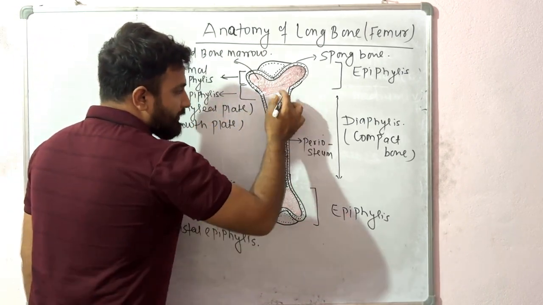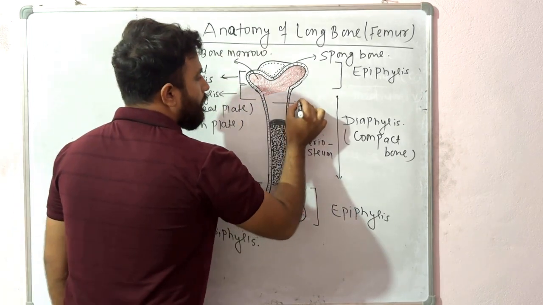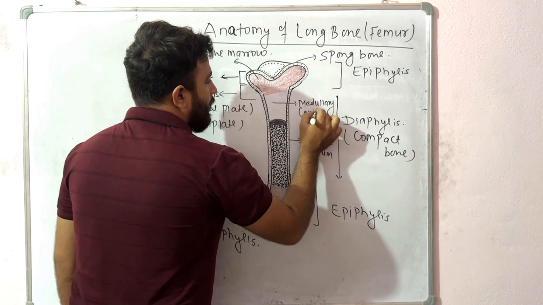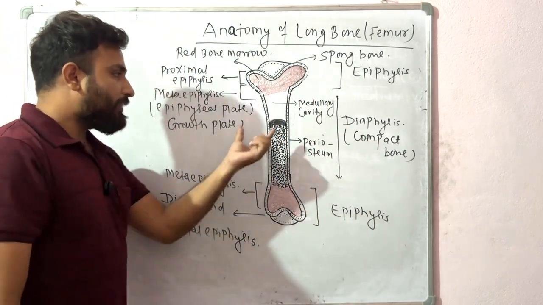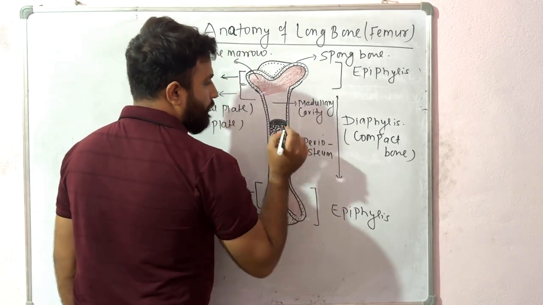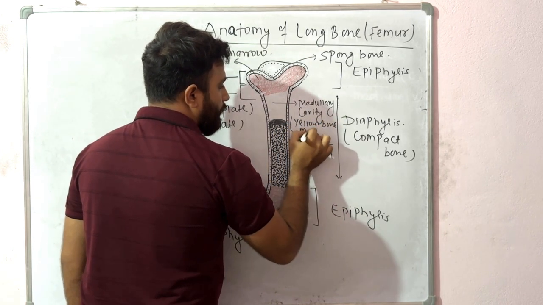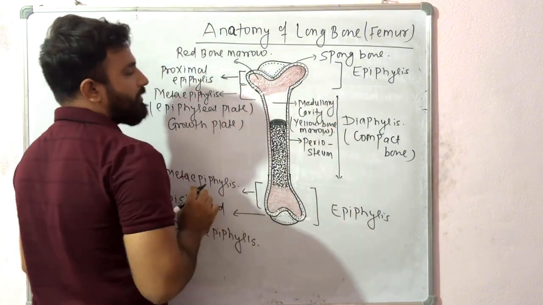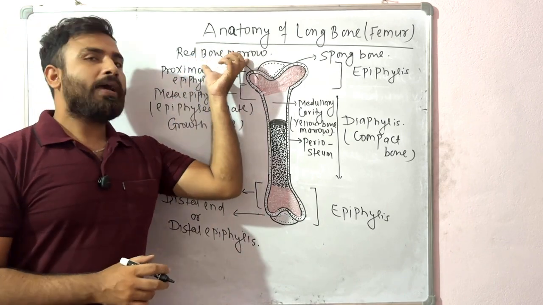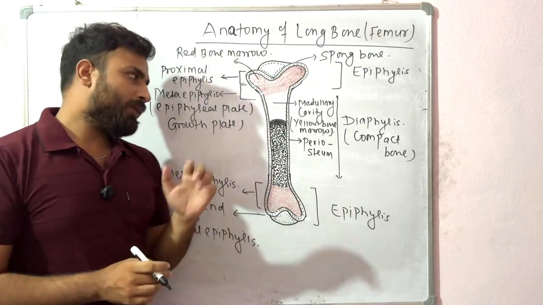Inside the diaphysis there is a hollow cavity which is called the medullary cavity. And the most important thing is that this medullary cavity is completely filled with yellow bone marrow. Yellow bone marrow is responsible for the storage of fat, whereas red bone marrow is responsible for the production of blood cells like RBCs, WBCs and platelets.